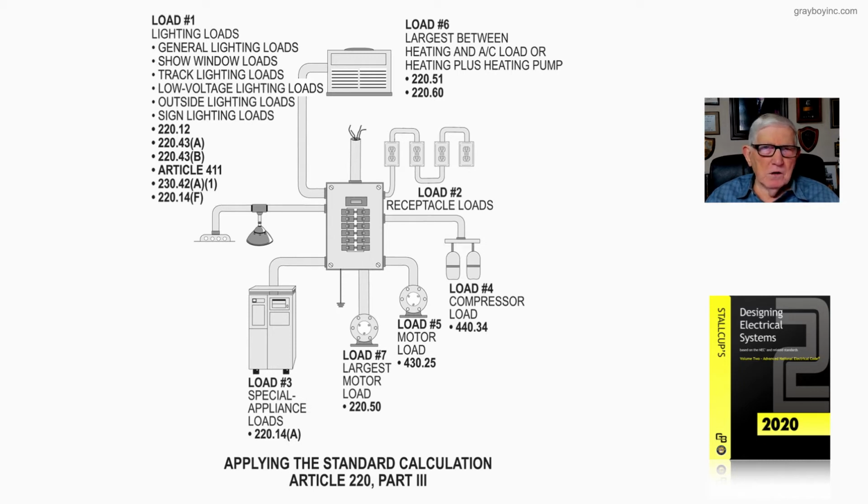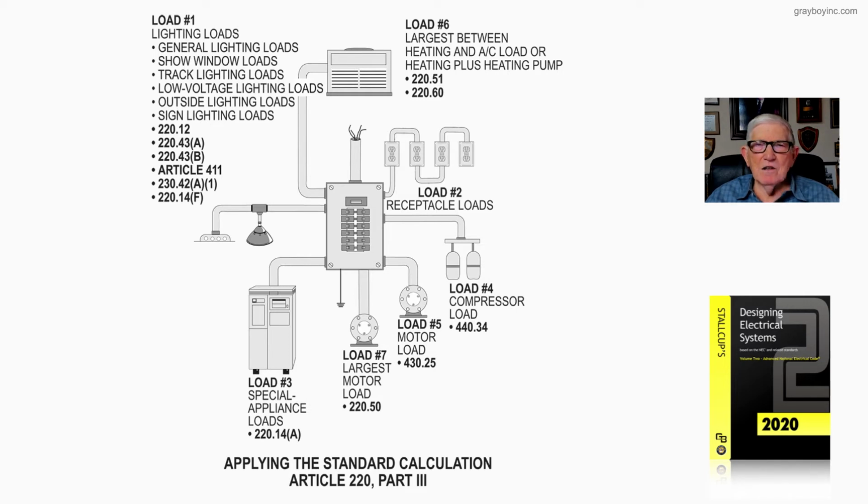Look at the loads that are included. General lighting load, show window, track lighting loads, low voltage lighting loads, outside lights, lighting units, sign lighting loads. And then notice we give you the sections to review: 220.12, 220.43a, 220.43b, Article 411, 230.42a1, and 220.14f. Now we're going to break all these loads down and talk about them individually, but this is the lighting load.